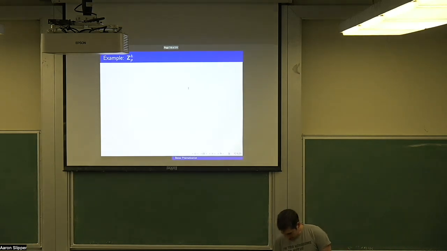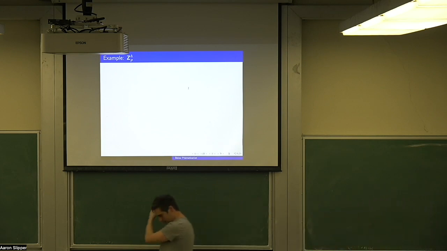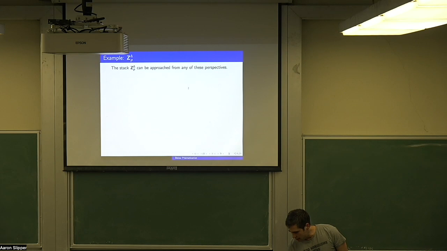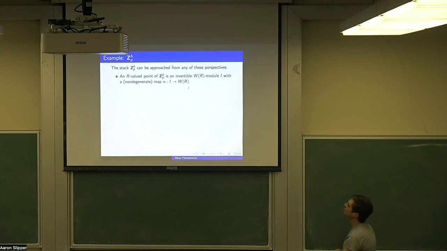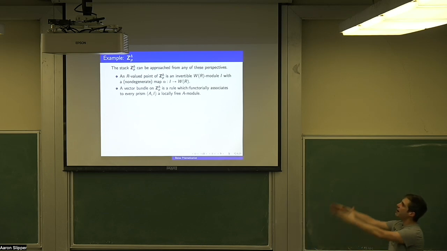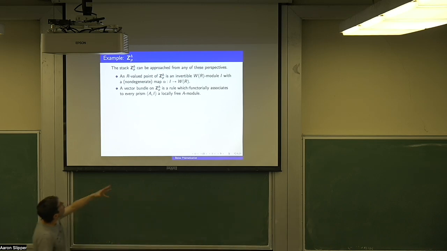So let me give an example with the Cartier-Witt stack, Z_p prism. It's something that we can describe from all of these perspectives. I can tell you what its points are. An R-valued point of Z_p prism is an invertible module over the Witt vectors of R, with a map from the invertible module into W(R) that satisfies some non-degeneracy condition. I can tell you what its sheaves are. A vector bundle on Z_p prism is what's called a locally free prismatic crystal. It's a rule which, every time you have a prism (A, I), assigns a locally free A-module in a way that is functorial.